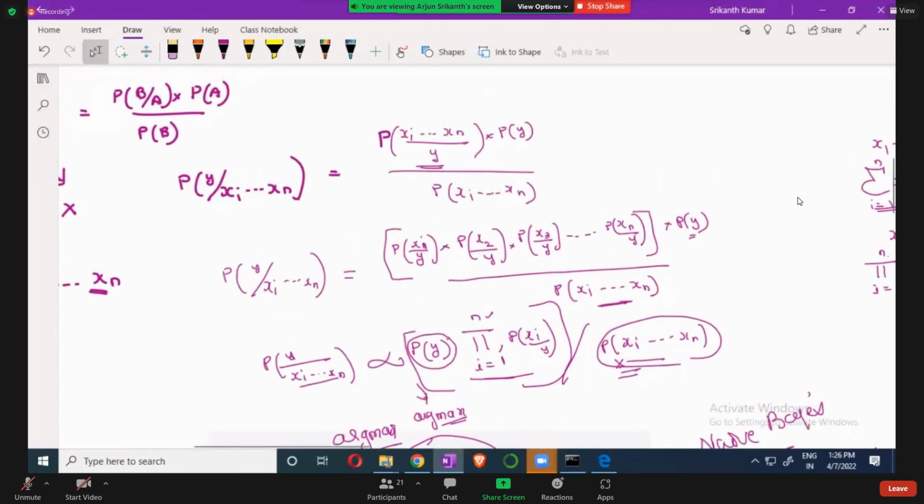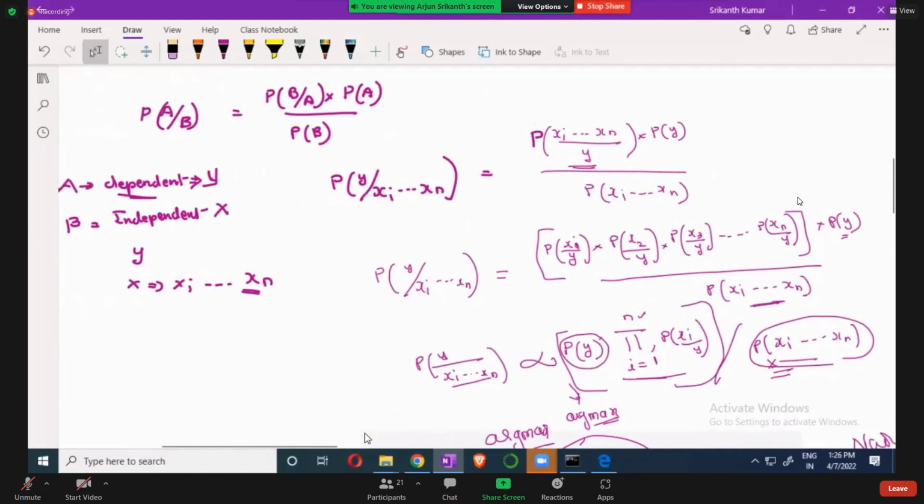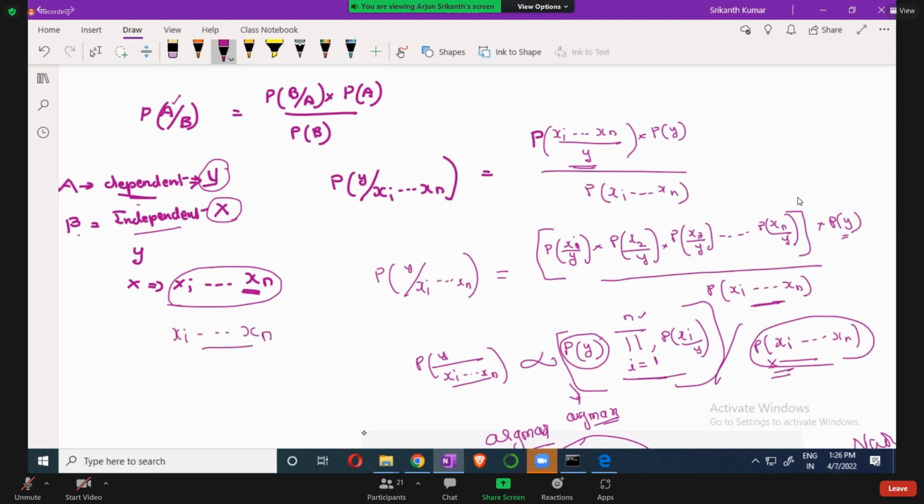Okay. Now you can write it like this. Here I'm taking A as the dependent variable, which we usually take as Y, and B as the independent variable, which we take as X. Now X will usually not be one variable; we will have multiple variables, so I have taken X1 to Xn over here. That's what I replaced, guys. That's it, nothing else I did. Then I did the simple solving of this problem.